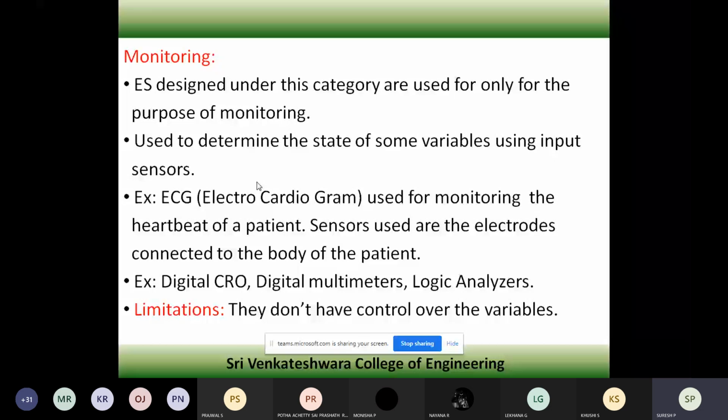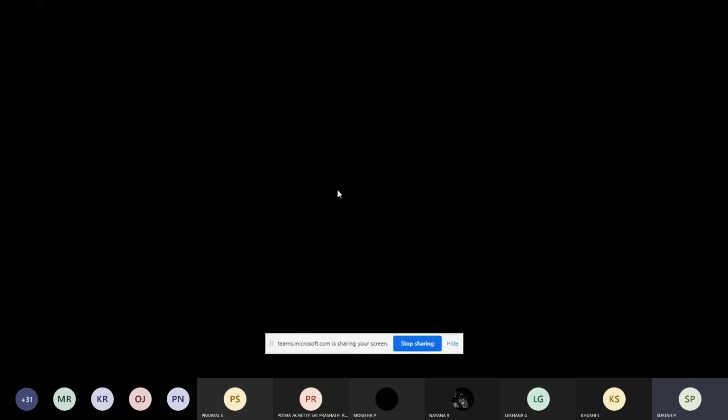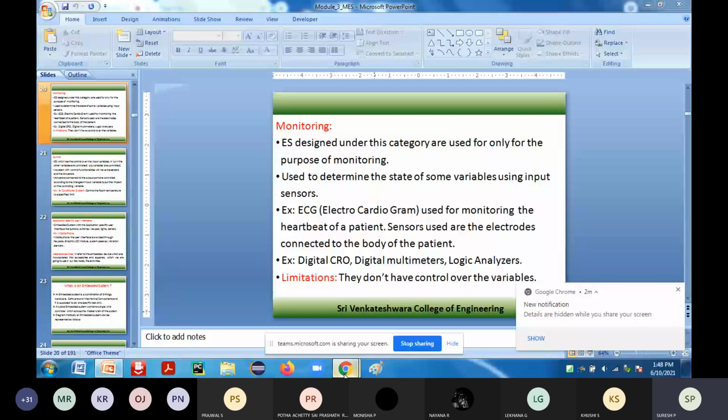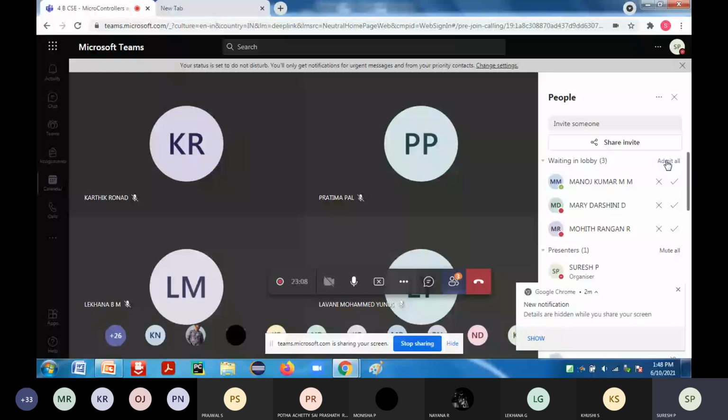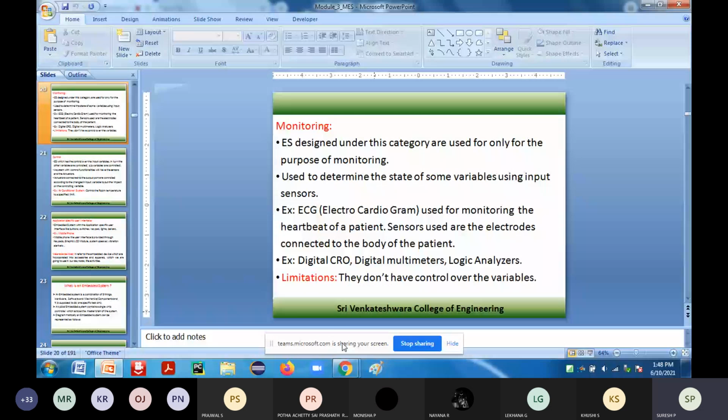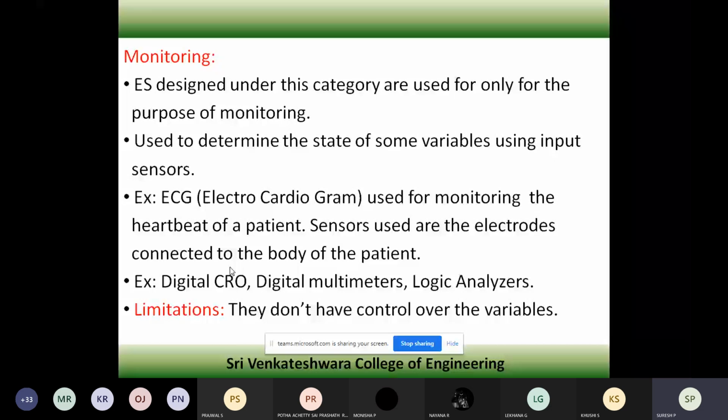Now the limitations you are going to have here. The examples are digital CRO, digital multimeters and logic analyzers. The limitation when you are doing monitoring is that they don't have control over the variables, because the monitoring is done depending upon the input. We don't have control over the input because at different instances of time a different heartbeat is generated. The input keeps on changing. That is the limitation in monitoring.